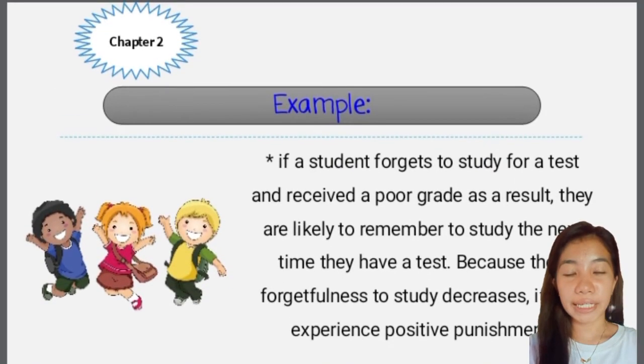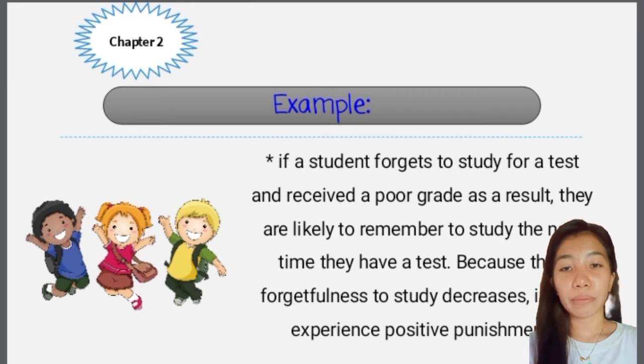Psychology of learning in education example. If a student forgets to study for a test and receives a poor grade as a result, they are likely to remember to study the next time they have a test, because their forgetfulness to study decreases if they experience positive punishment. So, psychology is about the mentality or the behavior of a student.